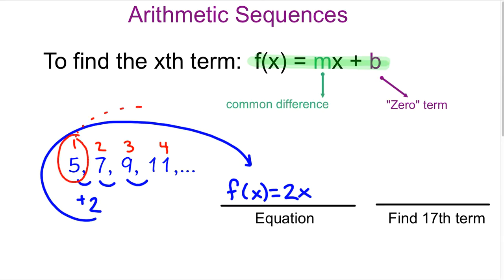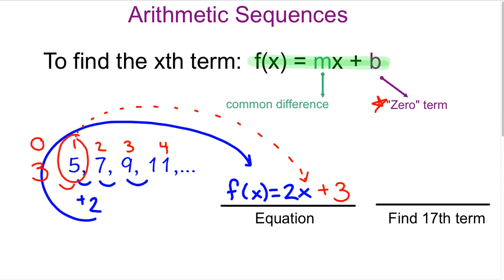So when I plug in a 1, I should get a 5. So I test it out. 2 times 1 is 2. That means I have to add 3 at the end to get to 5. And this gives us our equation. We also can see that if I work this backwards, 3 is my 0 term, just like the formula states. And you can use either method in order to find the equation.